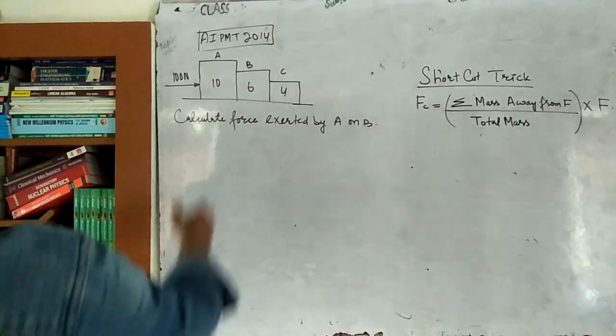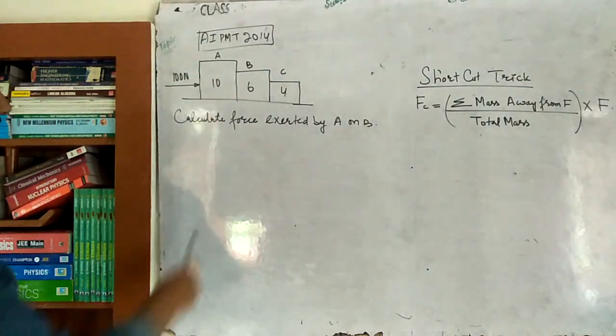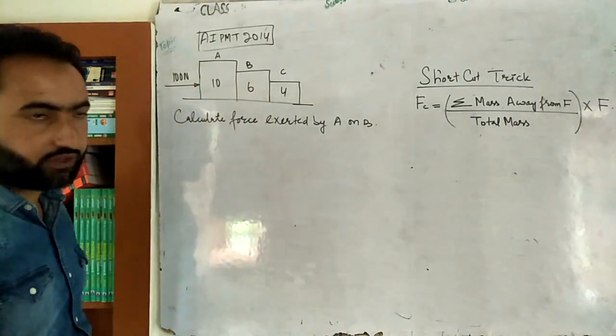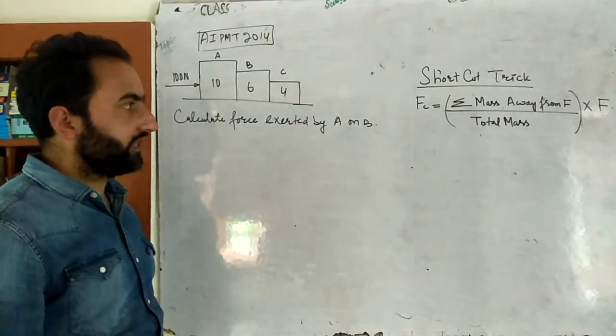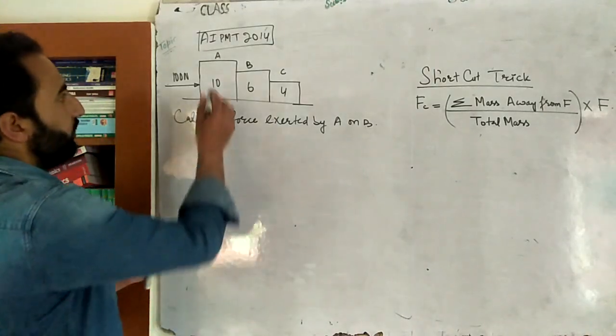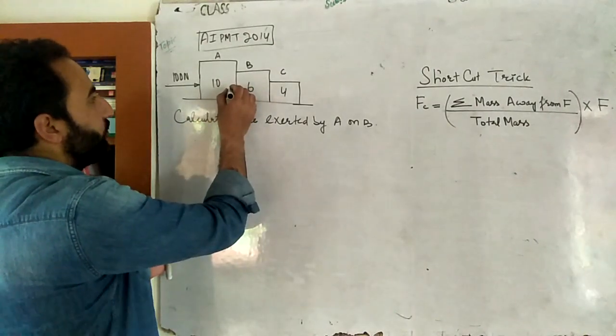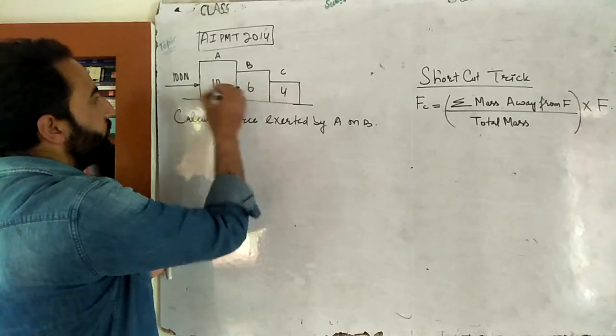Okay, so this is the example that was asked in AIPMT 2014. These are three different blocks A, B, C. Mass is 10 kg, 6 kg, 4 kg, external force is 100 Newton. Now the question is to calculate the force exerted by A on B. That means you have to calculate the force at this contact. Suppose this is contact 1; we have to calculate the contact force at contact 1.